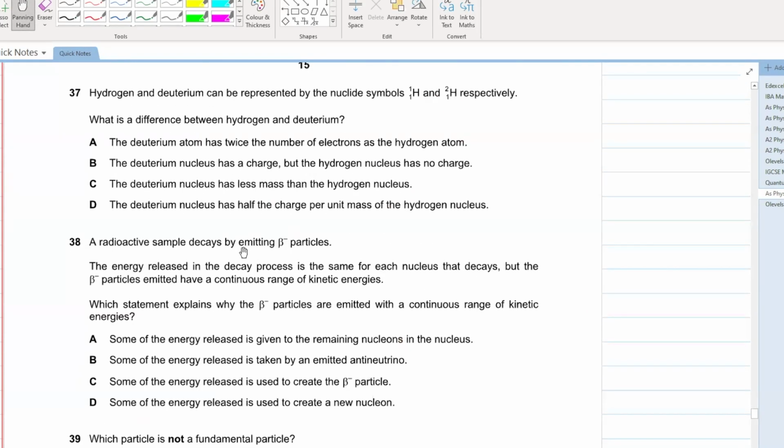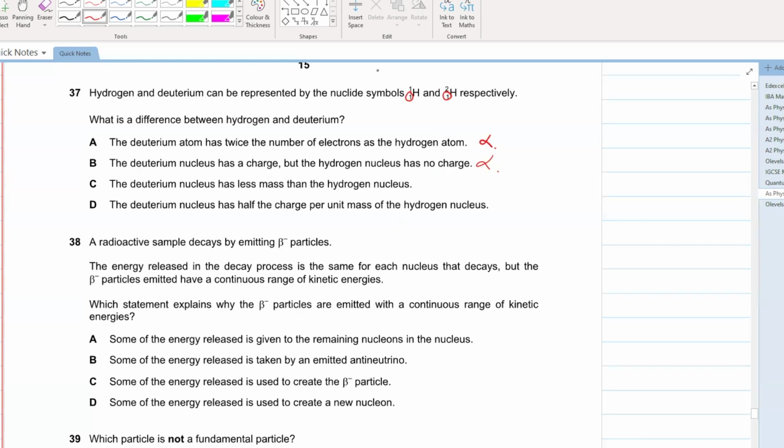Hydrogen and deuterium can be represented by the nuclide symbols. What is the difference between hydrogen and deuterium? Deuterium has twice the number of electrons as the hydrogen atom. No. Both hydrogen and deuterium have one proton and one electron. The deuterium nucleus has a charge, but the hydrogen nucleus has no charge. No, this is also false. The deuterium nucleus has less mass than the hydrogen nucleus. No, this is wrong as well.